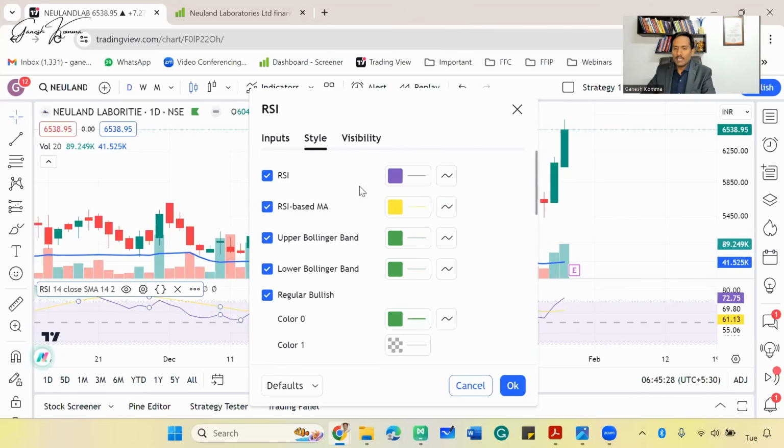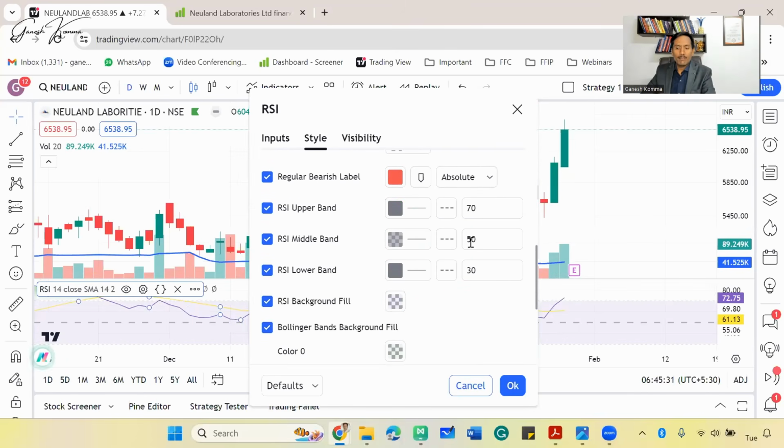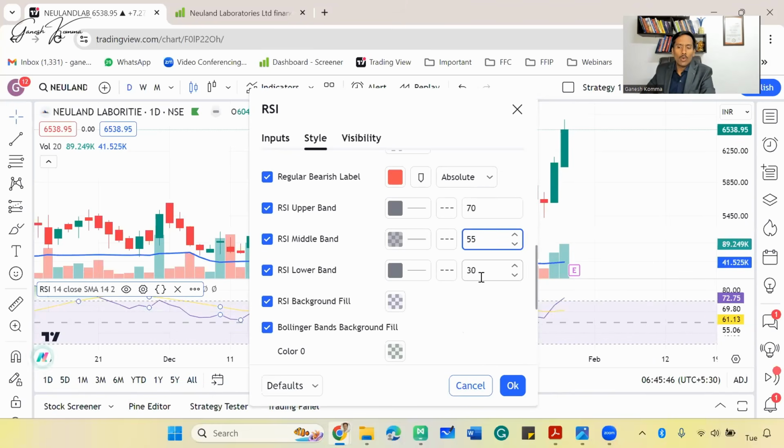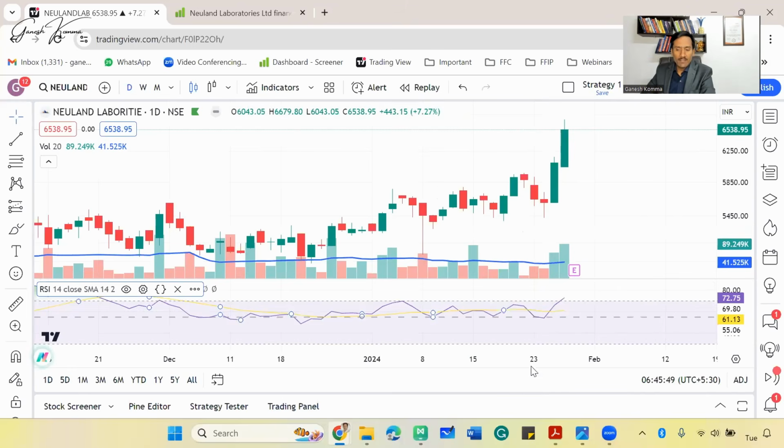Few of the investors ask, sir, in the settings part, for the middle band, instead of 50, I want to give more strict entries. Yes, you can even move it to 55. So your middle band, this dotted line, will be at 55, and the lower band and upper band signify the strength in that particular company. There are certain businesses where we see RSI closer to 80, 90 levels also. As long as it is picking up strength, it is good.